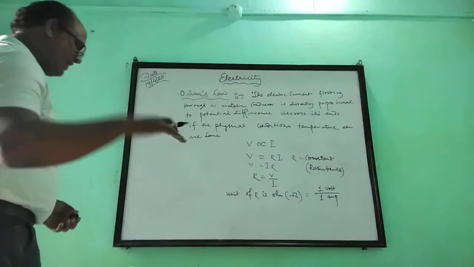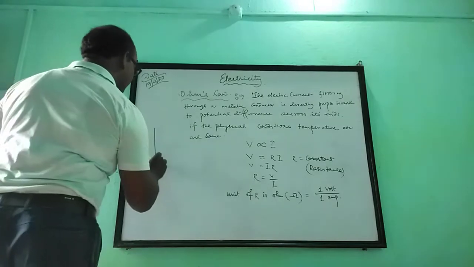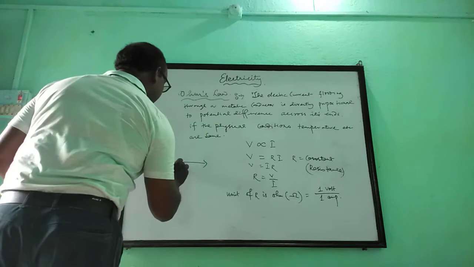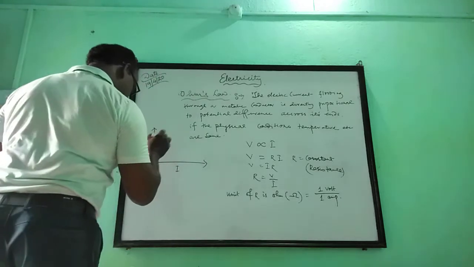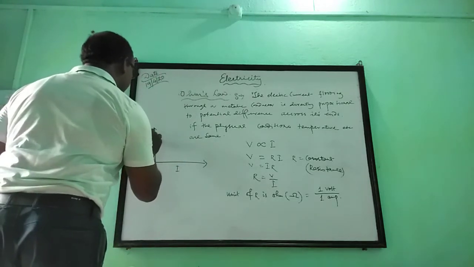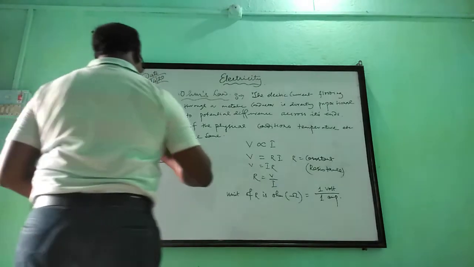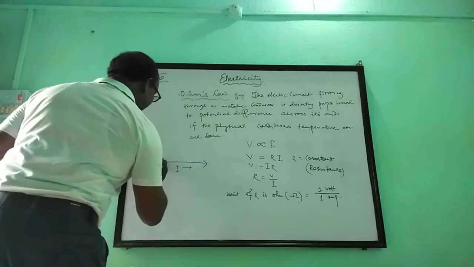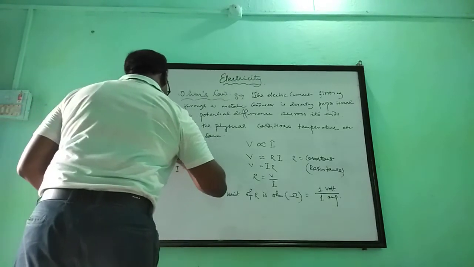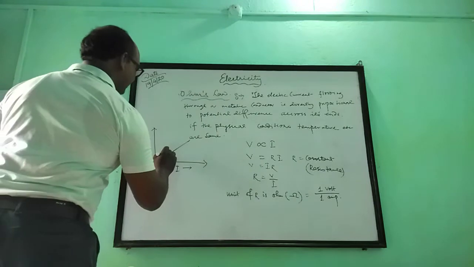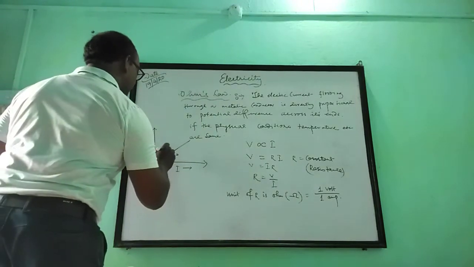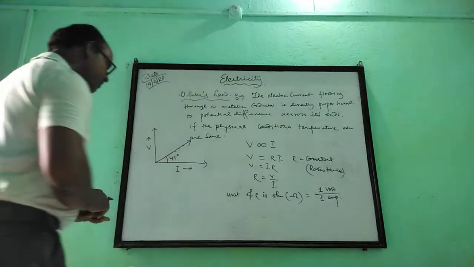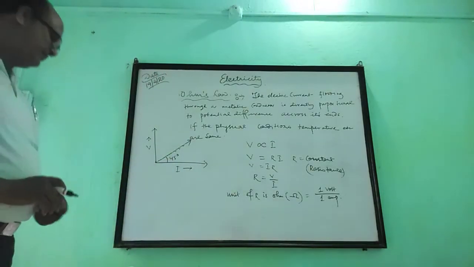If we draw a graph for Ohm's law like this, this is the current and this is the potential difference. Then we will get a line like this. The angle is 45 degrees. These are the points. This is called the Ohm's law or Ohmic graph.